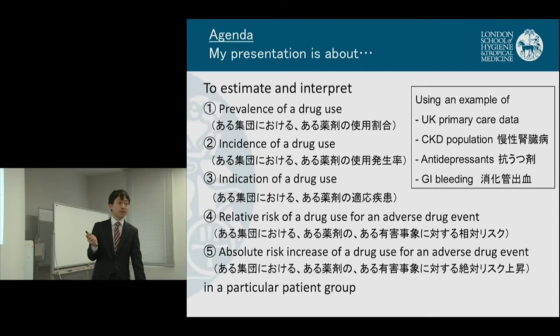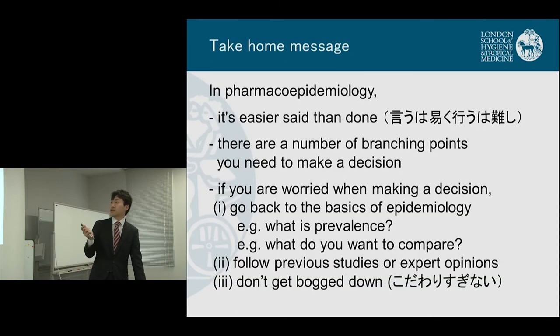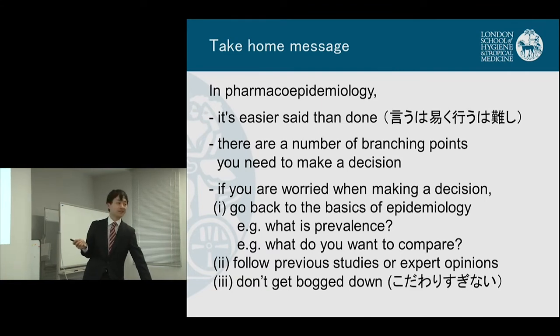So this is almost the end of my presentation. Take-home message: pharmacoepidemiology is fun, but it's maybe easier said than done. There are a number of branching points where you need to make a decision. If you are worried when making each decision, go back to the basics of epidemiology, like what is prevalence and what do you want to compare. Comparison may be the most important. And follow previous studies or expert opinions. And don't get bogged down, or don't spend too much on small differences.